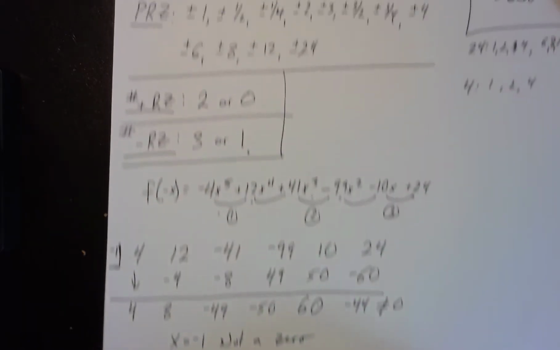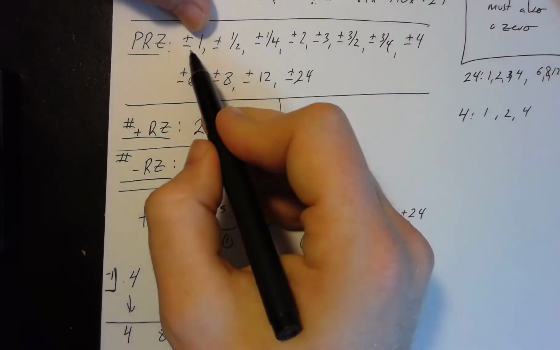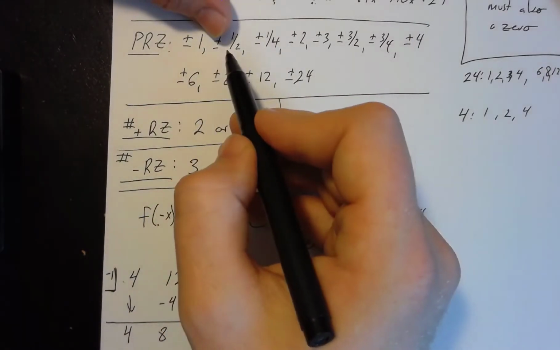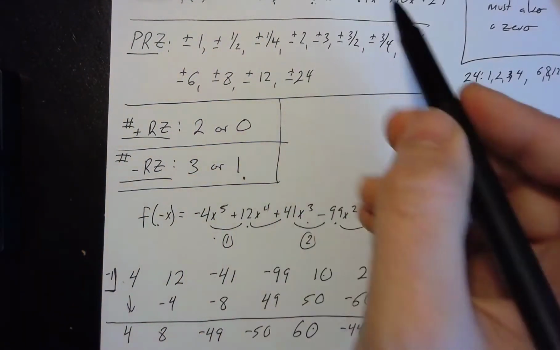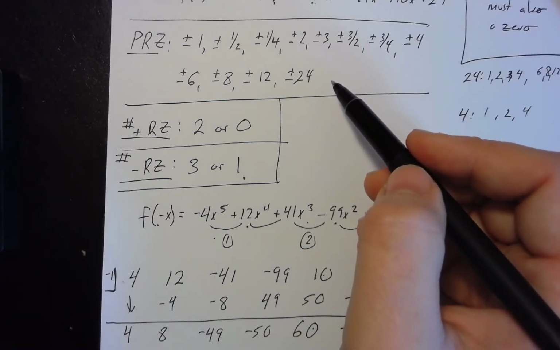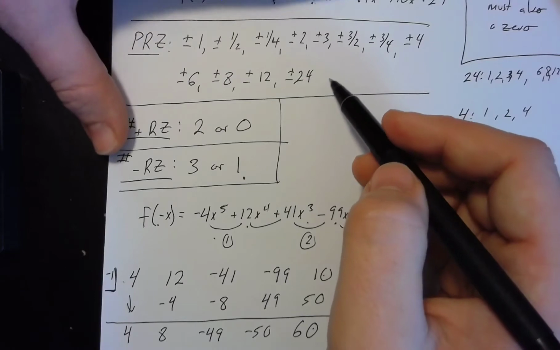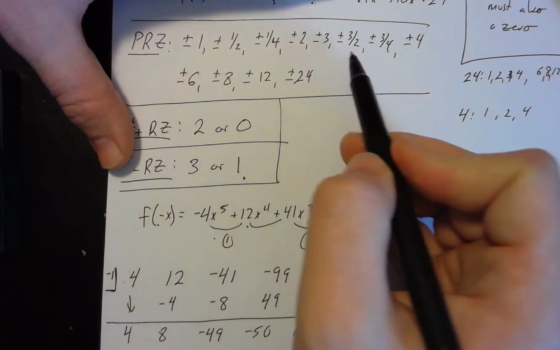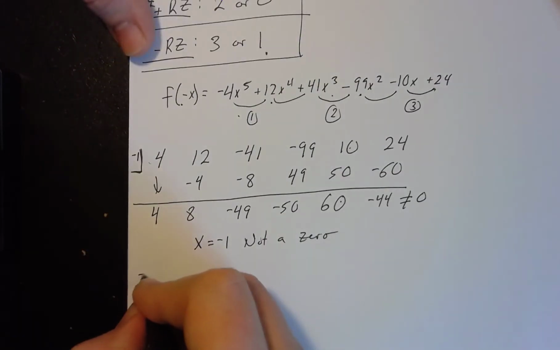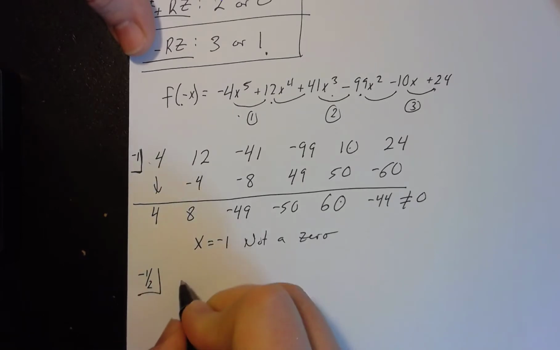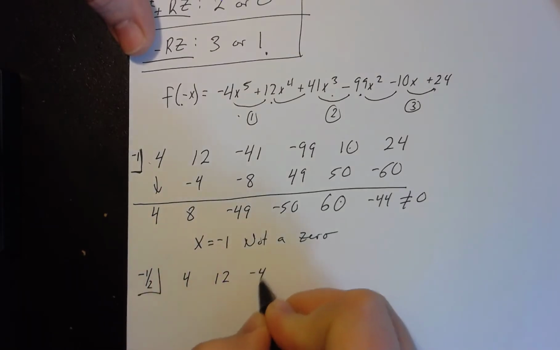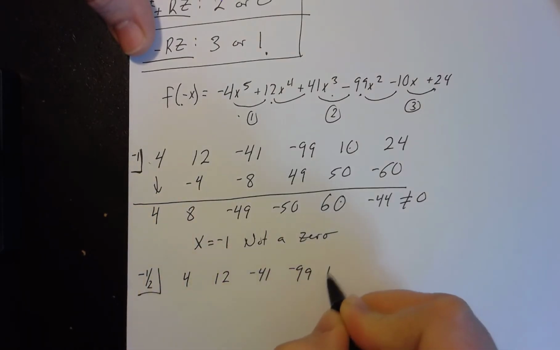Now keep in mind, again, looking at this list, I've gone through negative 1 first. I should probably just move down the line and check them all. There are easier ways to simplify this and make it a less tedious and obnoxious process, but again, for right now, this is the skill that you're going to have down. So I might as well just jump straight to the next number, negative 1/2, which gives me 4, 12, negative 41, negative 99, 10, 24.